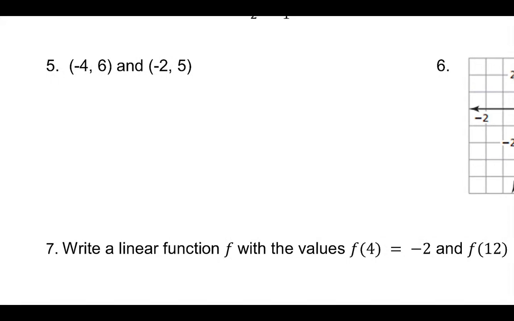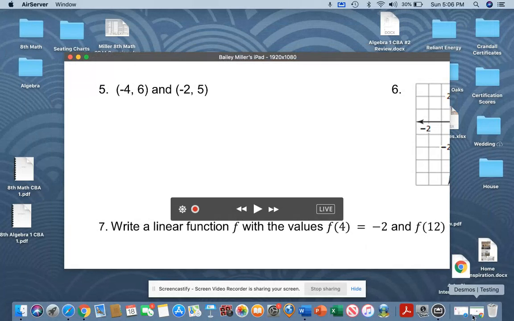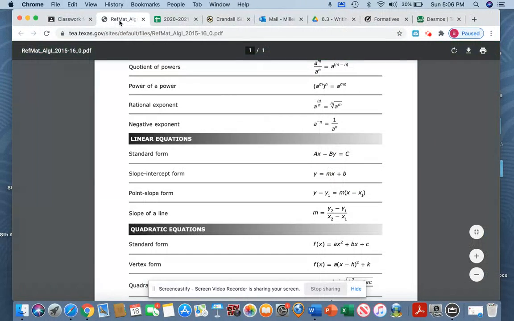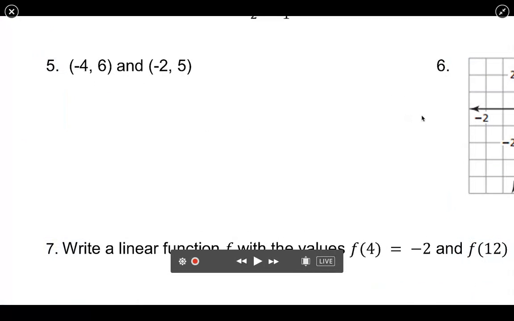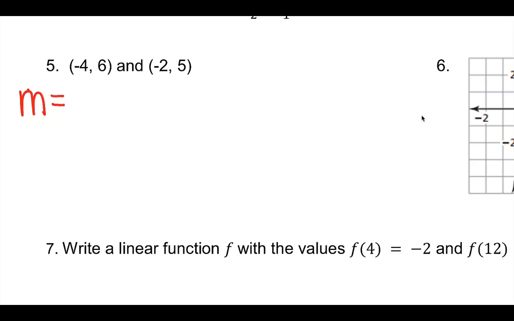And again, you don't have to memorize any of these formulas. If we go to our formula chart, I have it linked in Google Classroom. Here's standard form, slope-intercept form, point-slope form, and slope of a line. It's all right here if you ever need to refer to it. So to find slope, I've got m equals y2 minus y1 over x2 minus x1. And then I just start plugging it in.